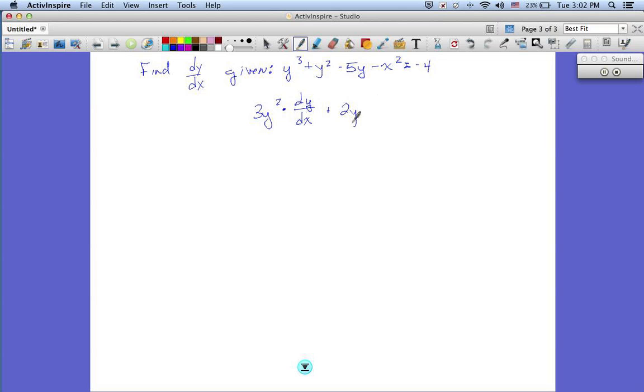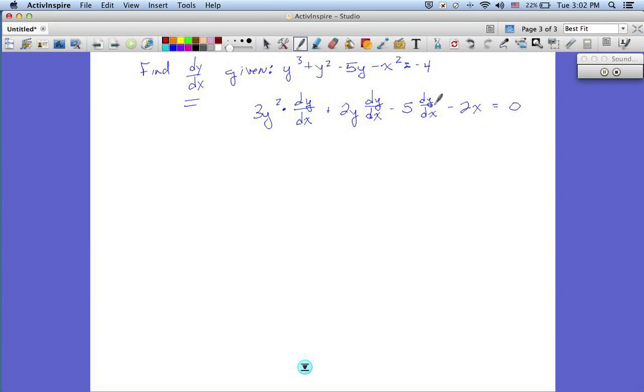Plus 2y, chain rule says dy/dx, minus 5 dy/dx, minus 2x. I'm not going to write dx/dx because we know that's 1, equals 0. All right, so now this says find dy/dx. Well, here, I found it, all done. Now what it really means is solve for dy/dx.